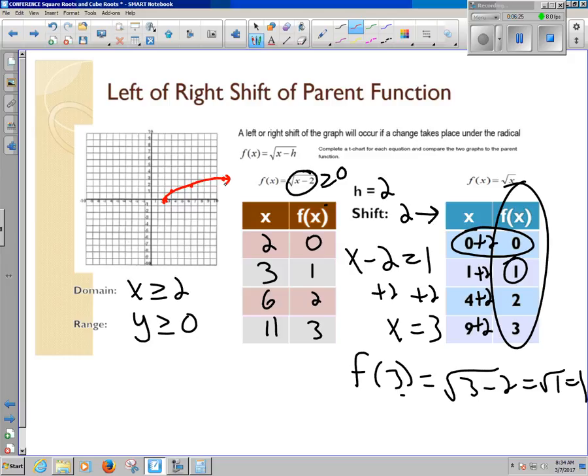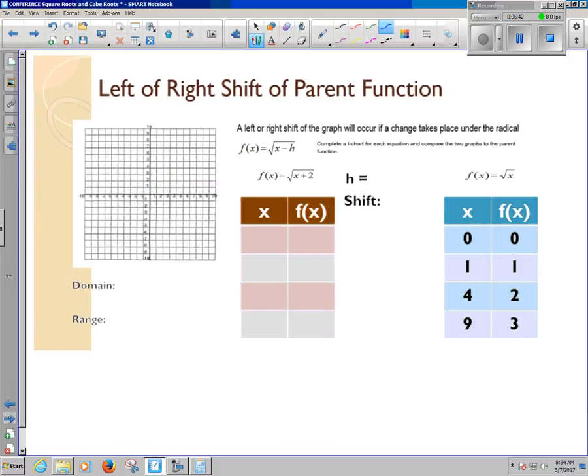Okay, and we can see if we were to look at our parent graph, that this was a shift 2 units to the right. Okay, we'll take a look at another method in our shift to the left.